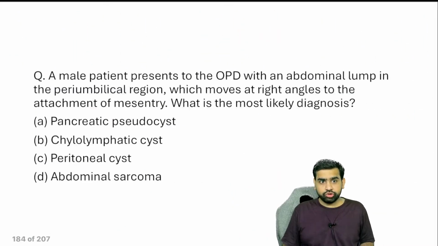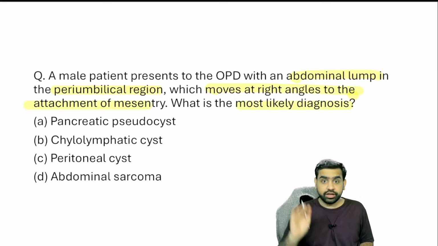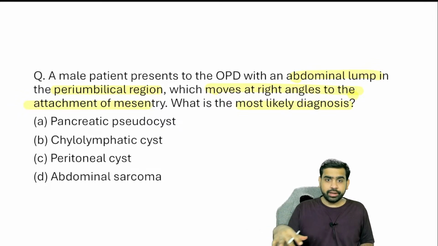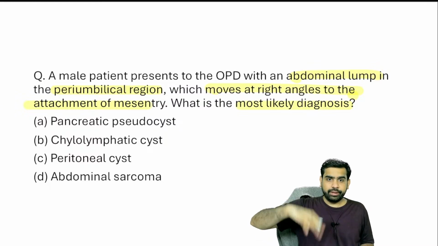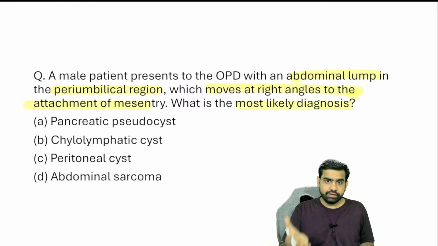Understood? Right. Now, there's a male patient presenting to the OPD with an abdominal lump in the periumbilical region, which moves at right angle to the attachment of the mesentery. What is the most likely diagnosis? Again, a repeat question from your FMGE exam, guys. So what we are dealing with is a mesenteric cyst. Out of all the options given, only the chylolymphatic cyst is the mesenteric cyst. The rest are not. So the answer over here is chylolymphatic.